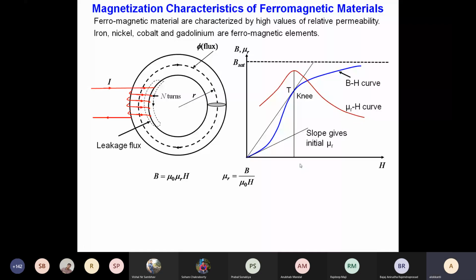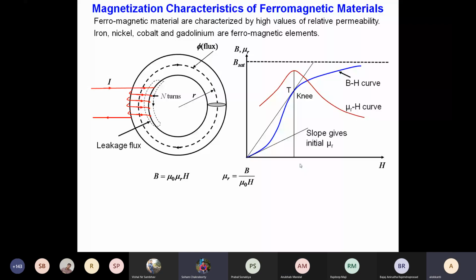Any doubt on the magnetization curve BH? Sir, one doubt I have. Okay, you go first. So the tangent at the knee, we are claiming that it passes through the origin. How is that always true? How can we be sure that the tangent at the knee point, where the concavity changes, passes through the origin?